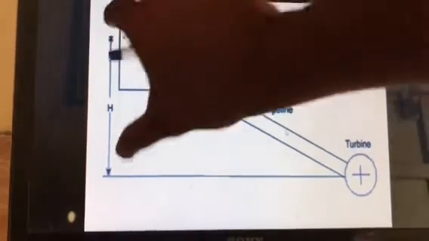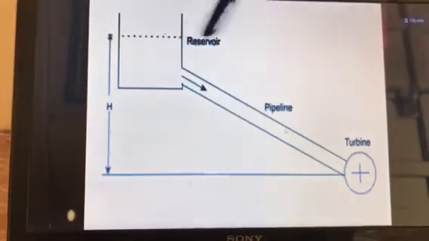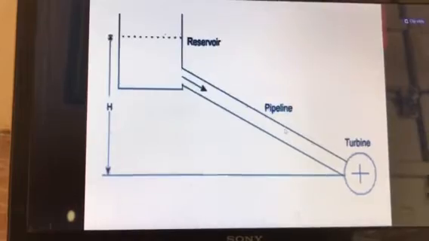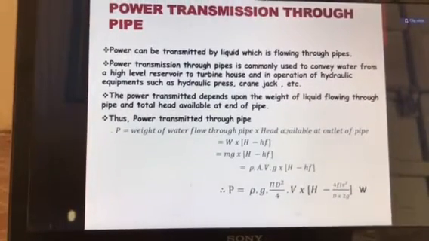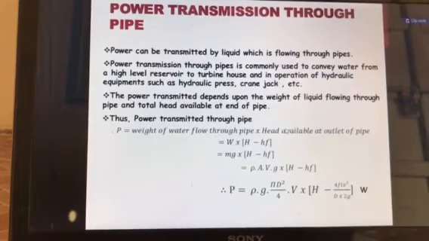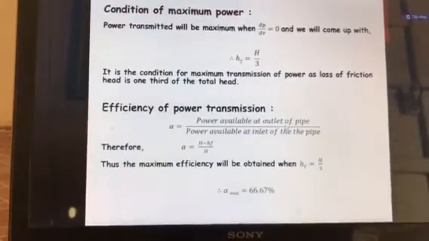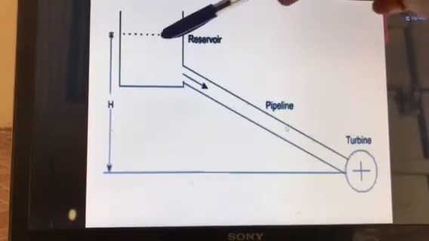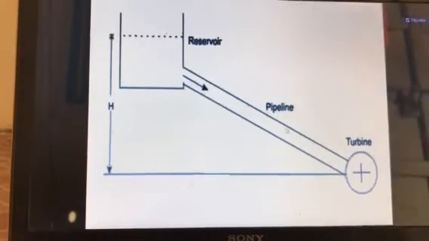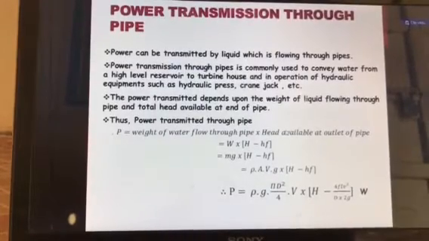Okay, due to the total head H, the power can be transmitted from this liquid to this turbine. So how will it work? Power can be transmitted by liquid which is flowing through the pipe. Power transmission through the pipe is commonly used to convey water from high level reservoirs to the turbine house, and for operation of hydraulic equipment such as hydraulic press, crane, jack, etc.